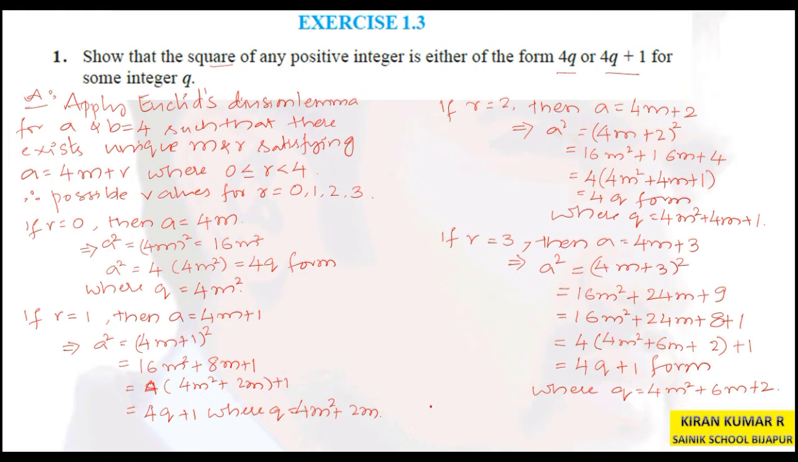Therefore, we observe either they become 4q form, where remainder is 0 and 2, or it becomes 4q plus 1 when remainder is 1 and 3. Therefore, square of any positive integer is either of the form 4q or 4q plus 1 for some integer q.